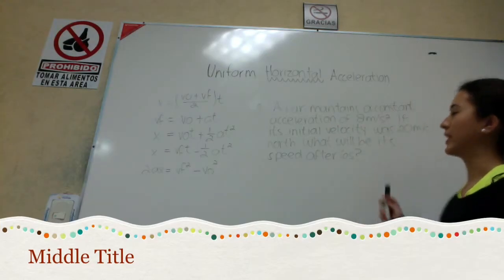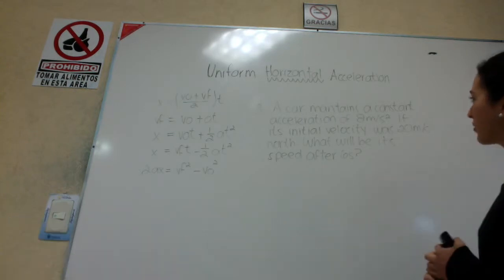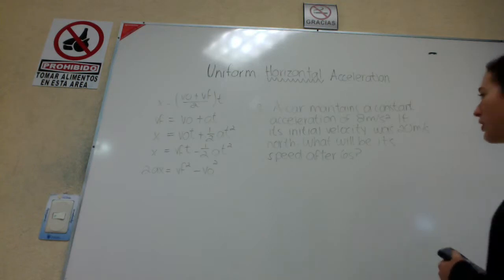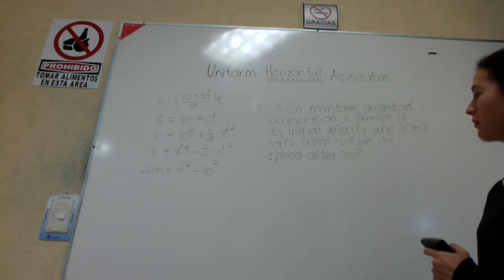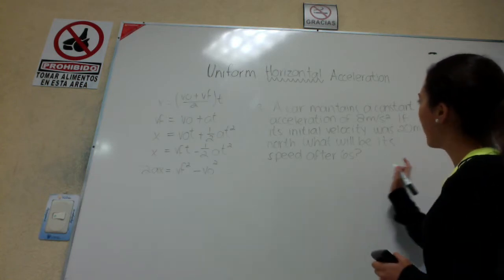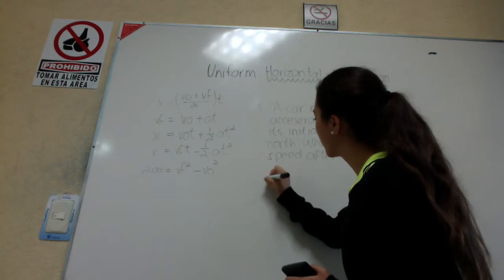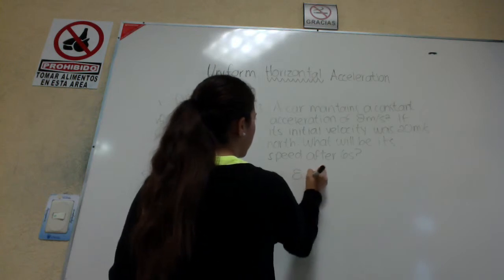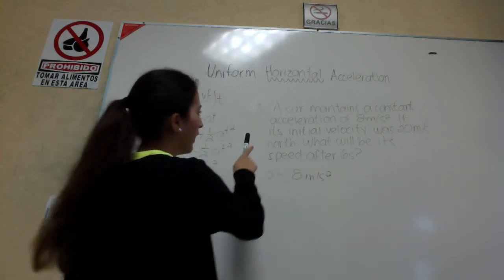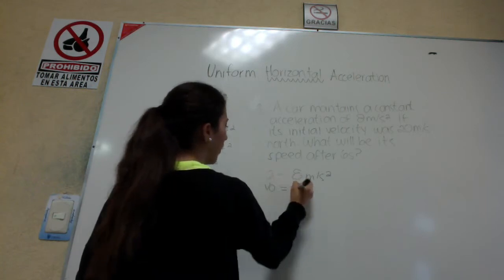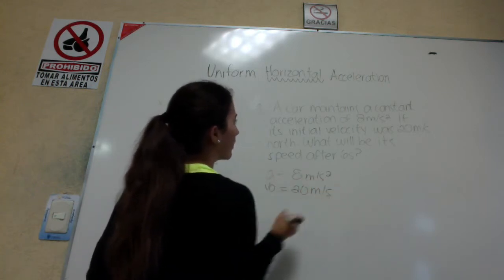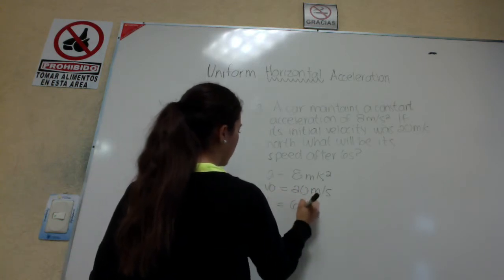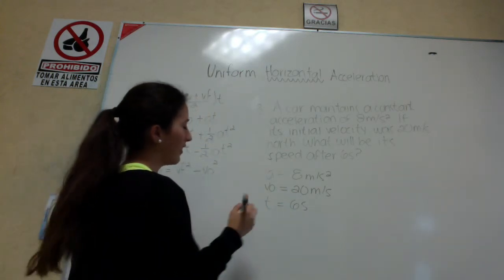Okay, and the next problem reads as following. A car maintains a constant acceleration of 8 meters per second squared. If its initial velocity was 20 meters per second north, what will be its speed after 6 seconds? Okay, here we have the acceleration of 8 meters per second squared. Then the initial velocity of 20 meters per second, and the time of 6 seconds. And we need the final velocity.